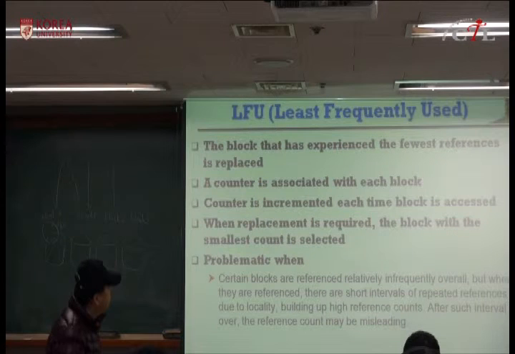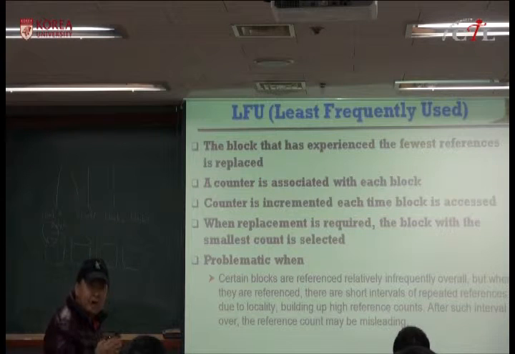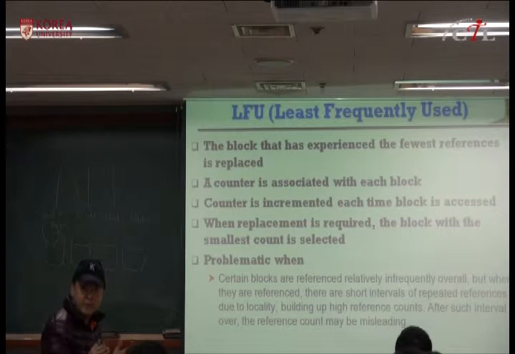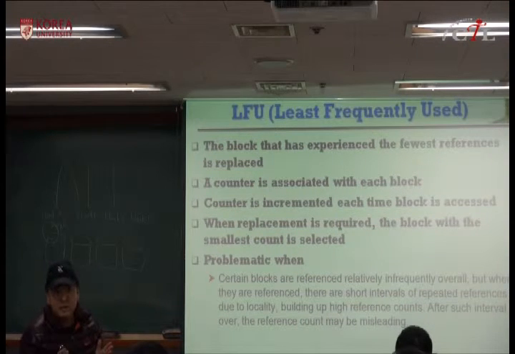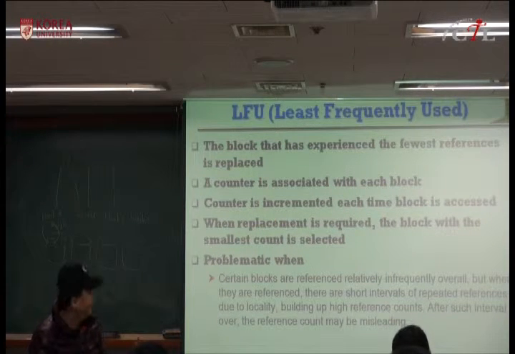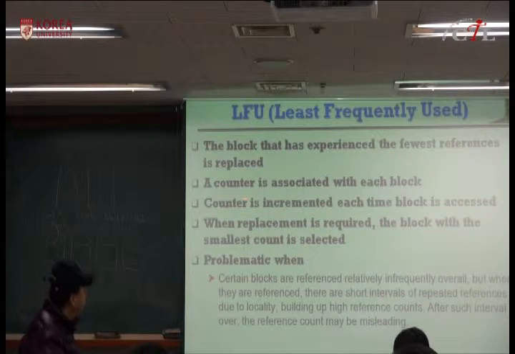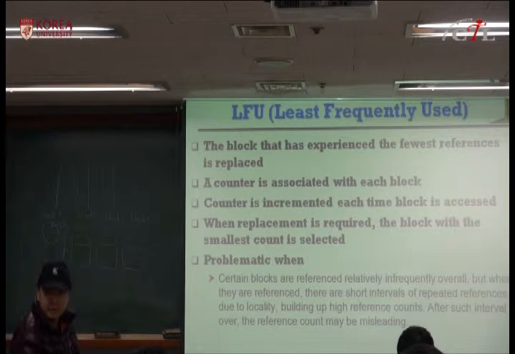Least frequently used replaces the block that has experienced the fewest reference counts. So they count how many times each block is referenced from the disk cache. If some sector or some block has the fewest count, then it is selected instead of LRU. So for each block, you associate a counter, and whenever you access it, you increment the counter. Whenever you need a replacement, you find the block with the smallest count and you replace that block.